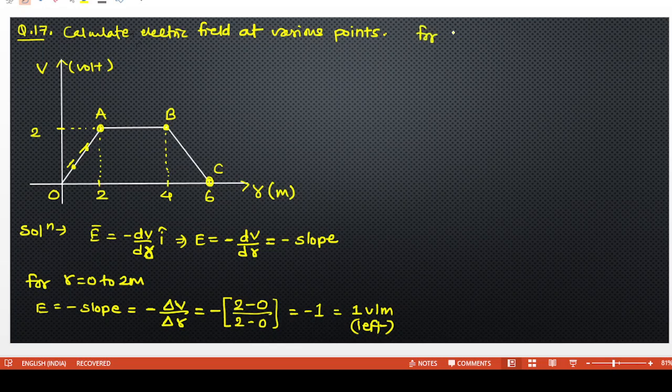Now, for position equal to 2 meter to 4 meter, for all these positions, what will be the electric field?